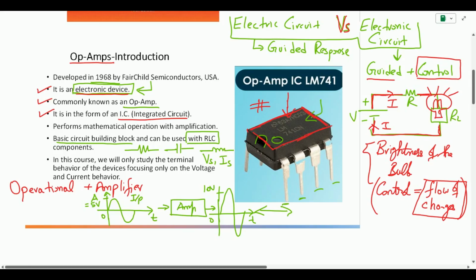The simplest daily life example would be that of a megaphone. If you speak into a megaphone, your voice is at a lower decibel level, but the output coming out of the megaphone gets amplified, so the voice is heard in the farthest regions. So this is an example of an amplifier. Now what about the operational aspect of it?